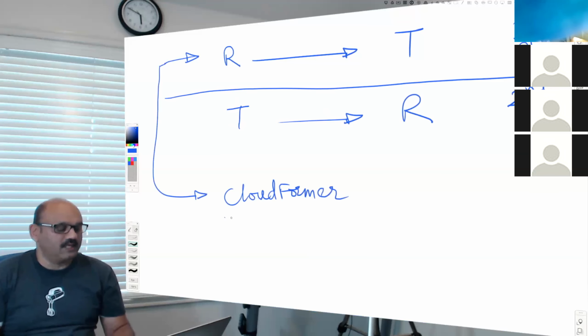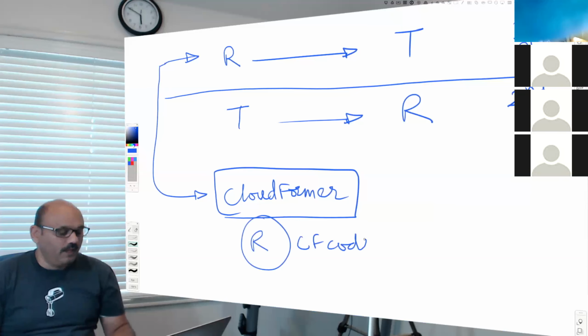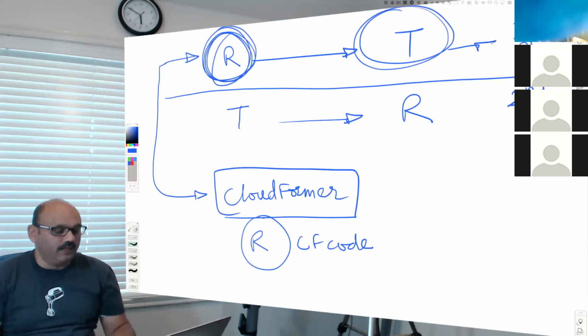Now, what is a CloudFormer? CloudFormer is another set of resource, basically one machine, that will run CloudFormation code, and that will look at your resource and create a template and then give you the answer. That's the idea.